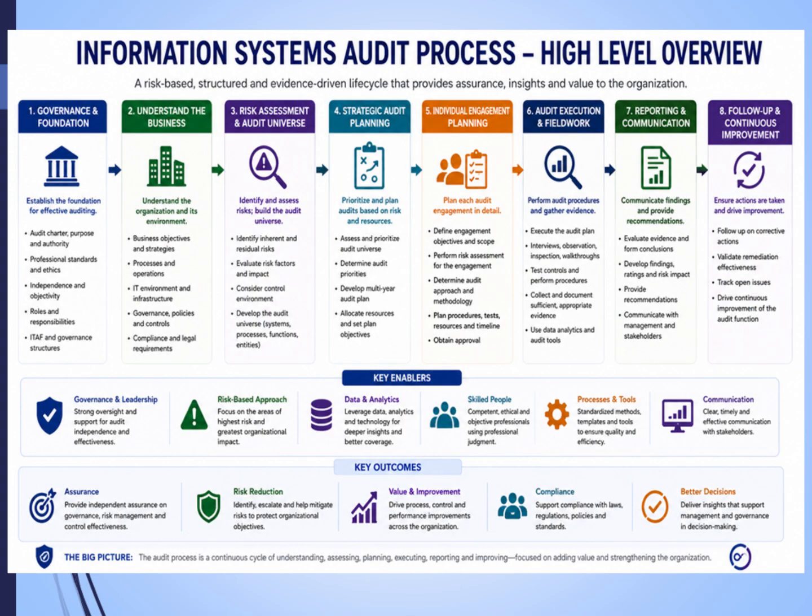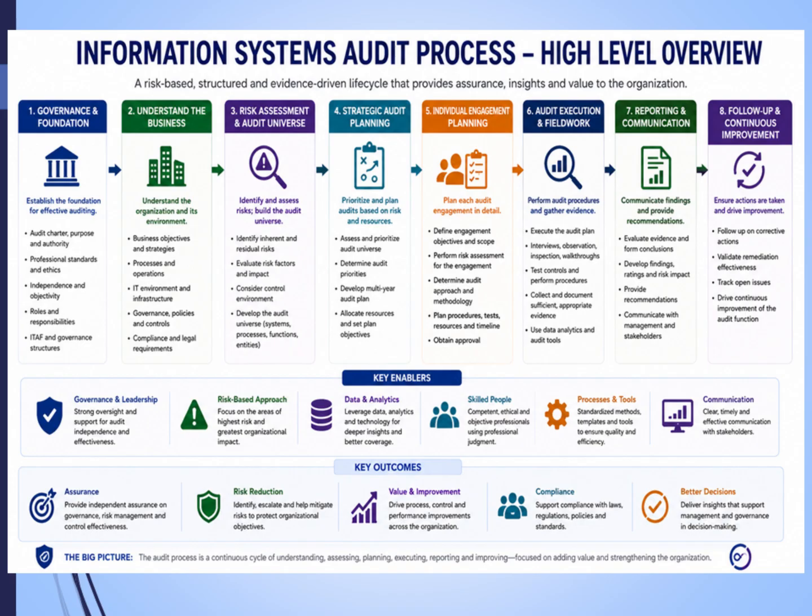This diagram provides a complete high-level overview of the information systems audit process and illustrates how a structured, risk-based audit lifecycle delivers assurance, insight, and value to the organization. The process begins with governance and foundation activities, where the audit function is established through audit charters, standards, ethics, independence, and clearly defined roles and responsibilities. This creates the framework that supports effective auditing.